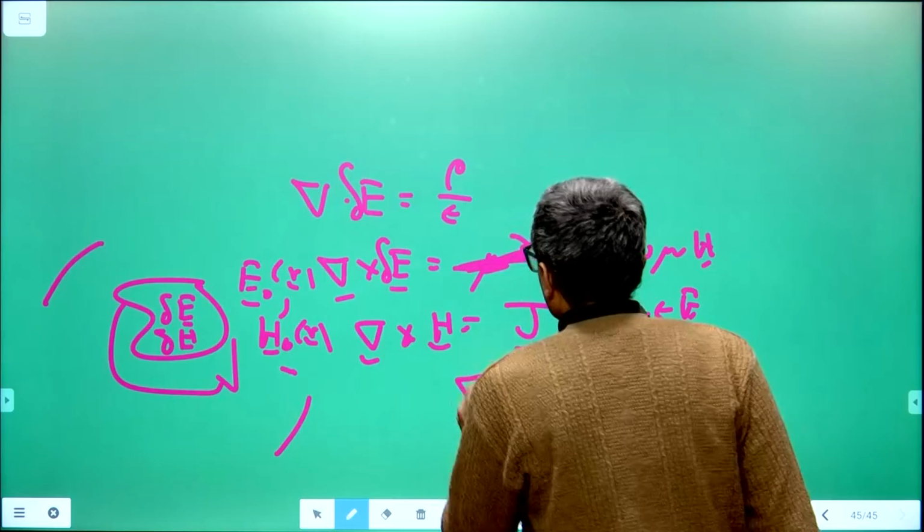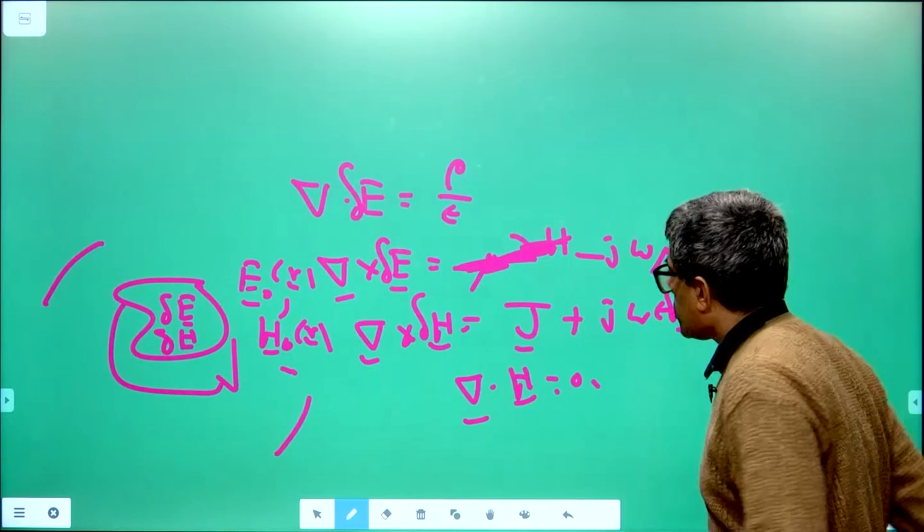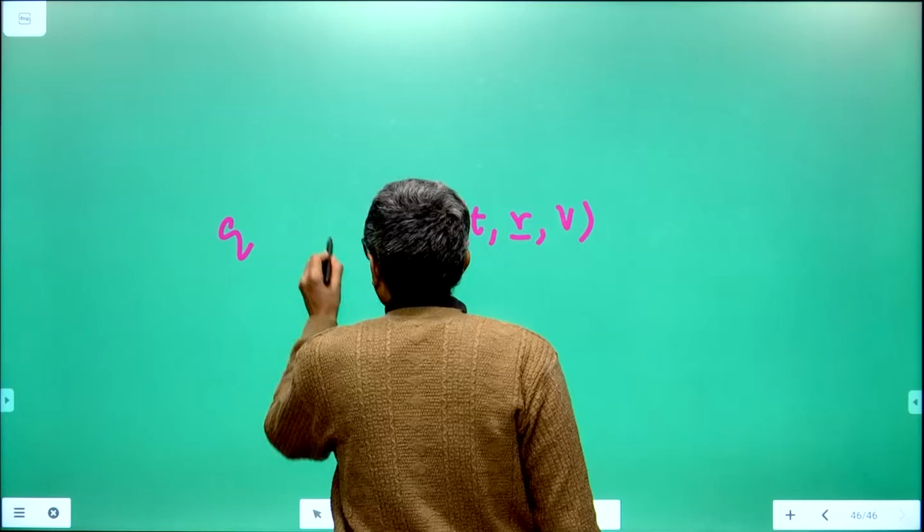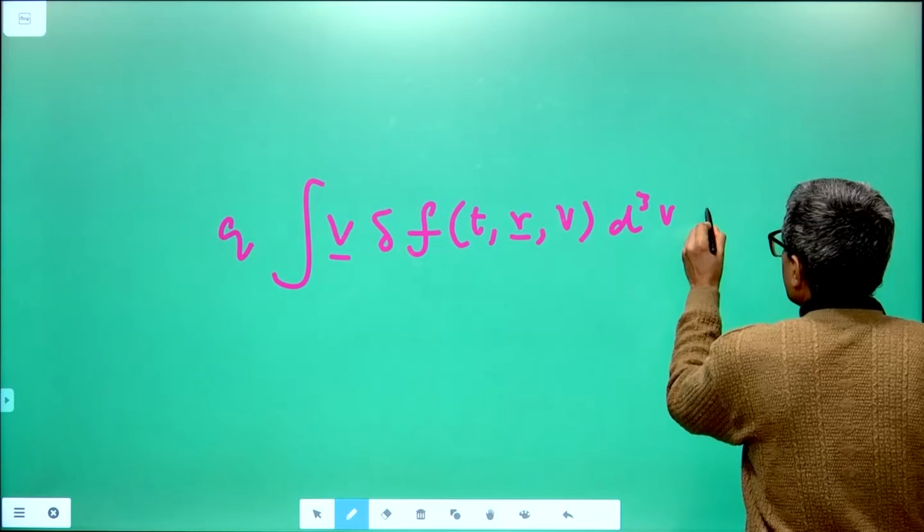So, I am going to use the perturbed form of this, and what do I take for J? For J, I have to take the current density defined by the Boltzmann distribution function. You see, what is F? Delta F T R V is the perturbation in the number of particles per unit volume in phase space. So, if you multiply this by the charge of each particle in the plasma, multiply it by V and integrate over D 3 V, what is this? You see, this will give you the current density.